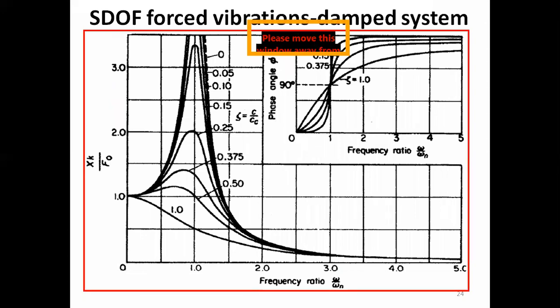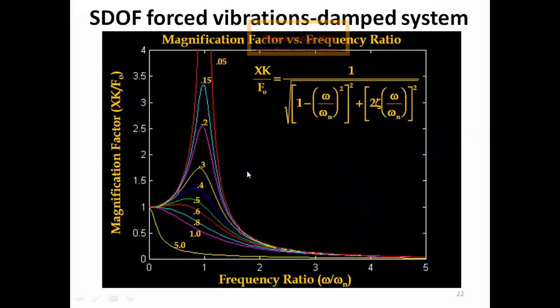Also, this is the same plot for the magnification, and also for the phase angle. Similarly, we could also look at this equation. In this equation, if we put omega by omega n equal to 1, which means resonance, the frequency of excitation is equal to the natural frequency of the system. So this quantity would become 1, and 1 minus 1 is 0. So this quantity would become 0.